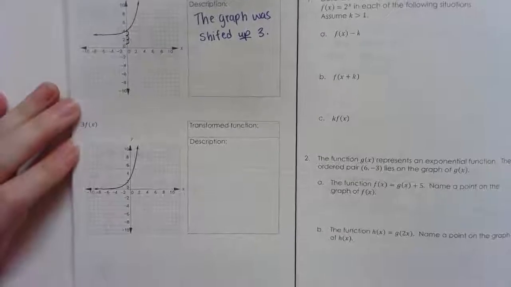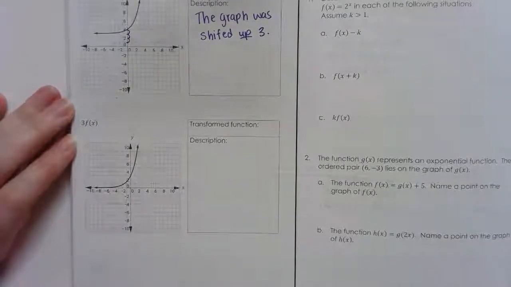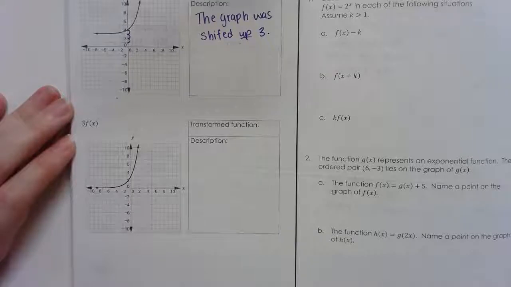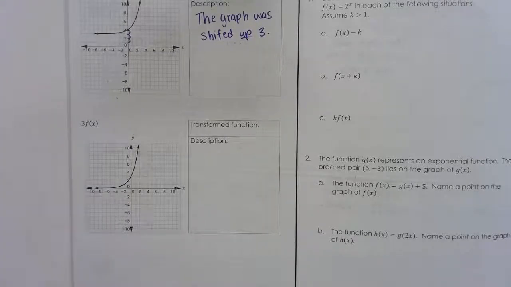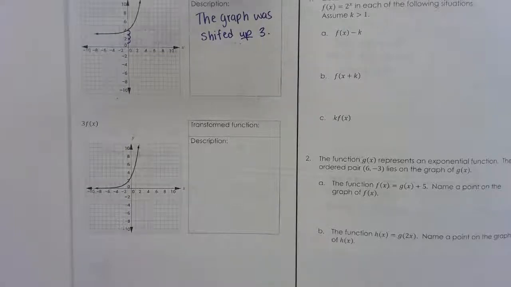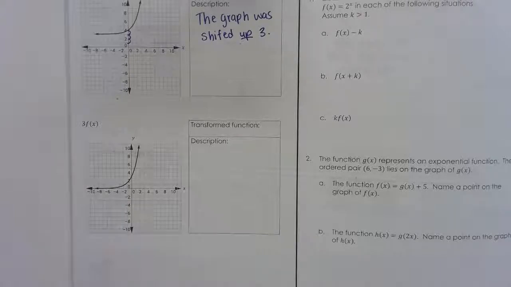Okay, and then the 3 times f of x. Now let's think about my quadratics. In my quadratics, when I multiplied by something, it was a vertical stretch or a vertical compression. If it was multiplied by a number that was greater than 1, then it was a vertical stretch because it made those y values get bigger faster. But if it was multiplied by something whose absolute value is less than 1, so like 1/2, 1/4, and so on, a fractional or a decimal value, then that was a vertical compression because it pushed it down. Okay, it wasn't growing as fast.